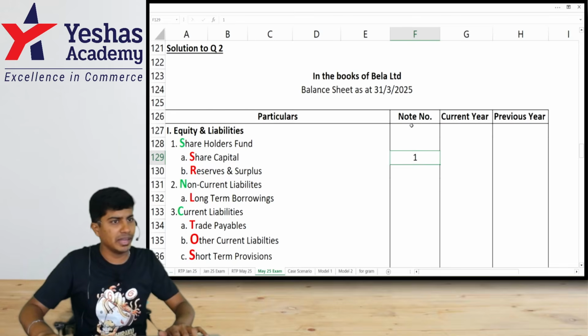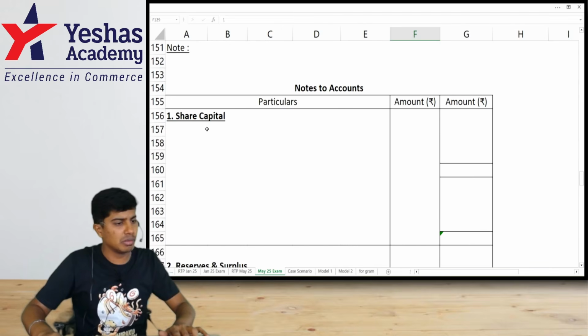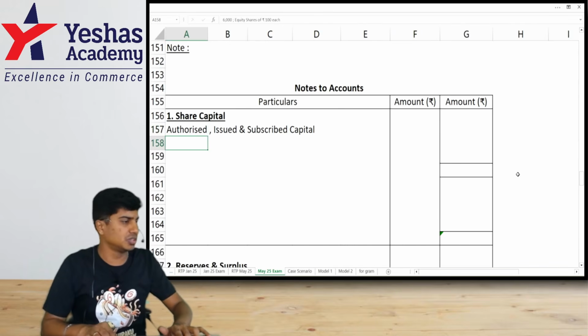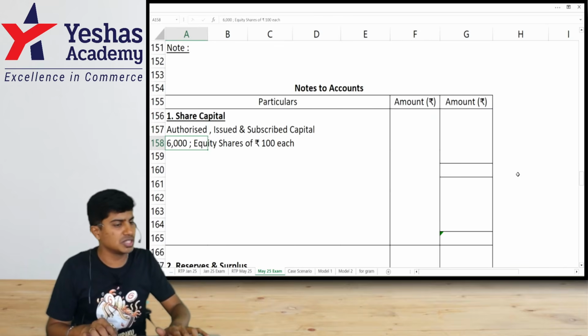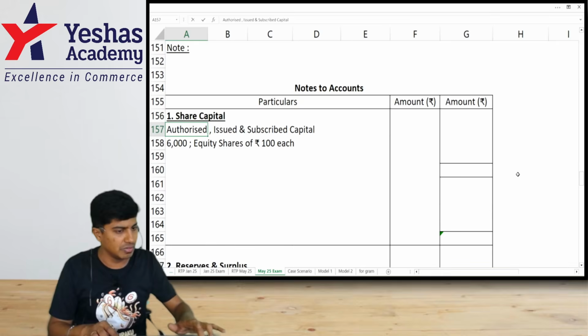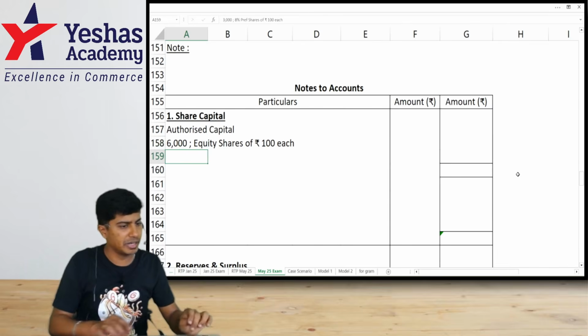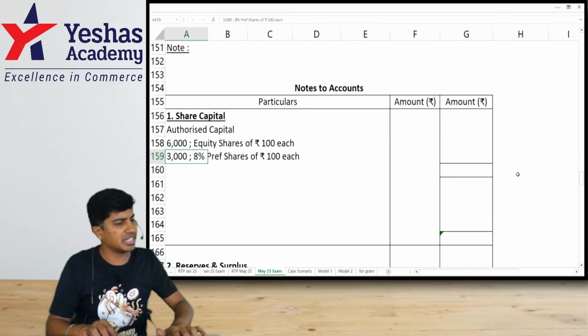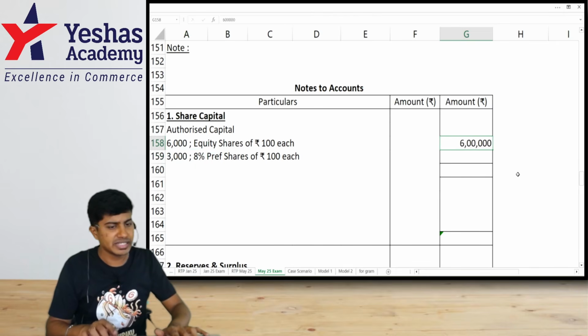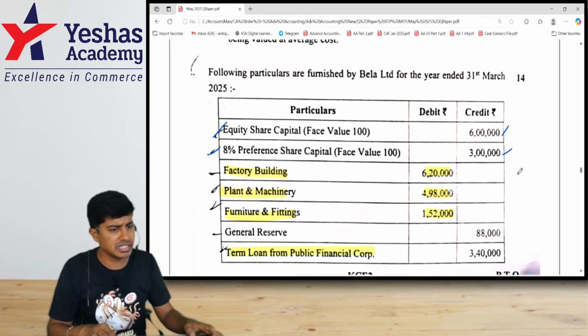Share capital will be my note number 1. In my note number 1, I'll write authorized and issued capital, which will be 6,000 equity shares. This is authorized capital. I'll write my issued capital separately. 6,000 equity shares, 3,000 preference shares, 6 lakh and 3 lakh. Am I right with 8%?